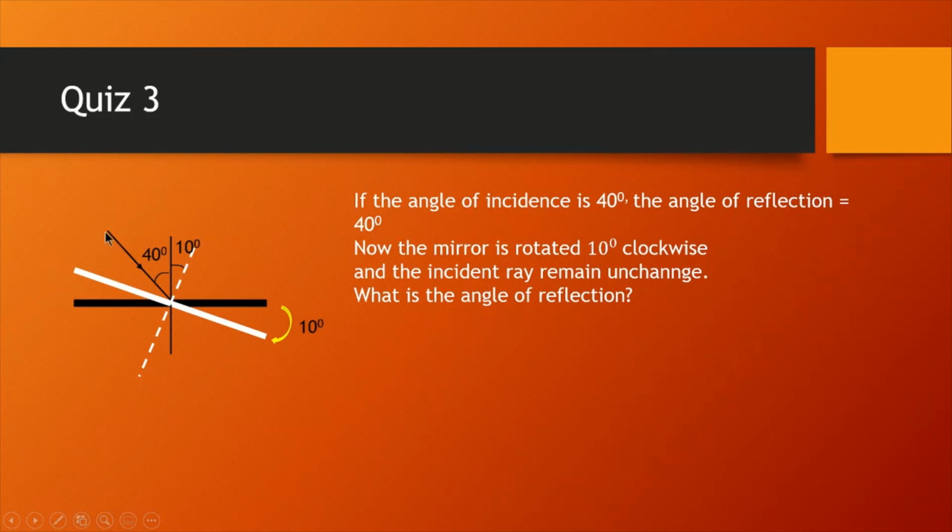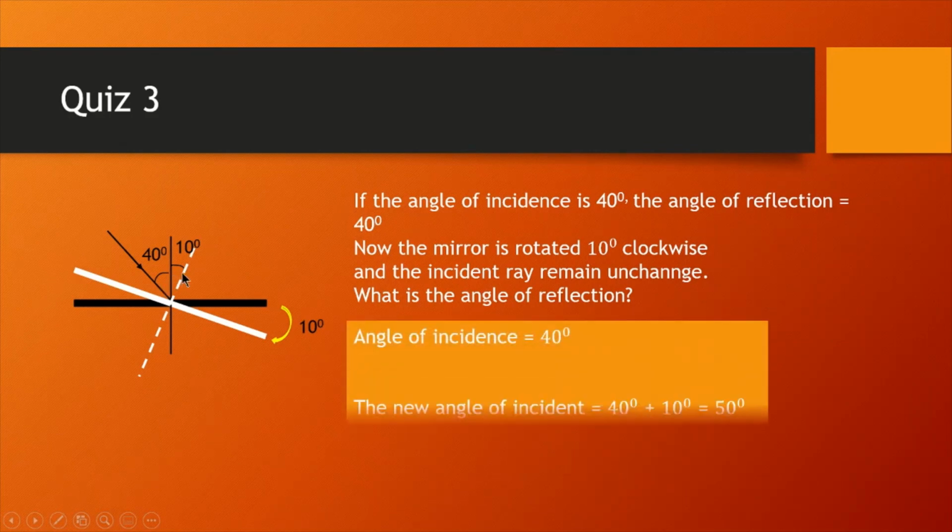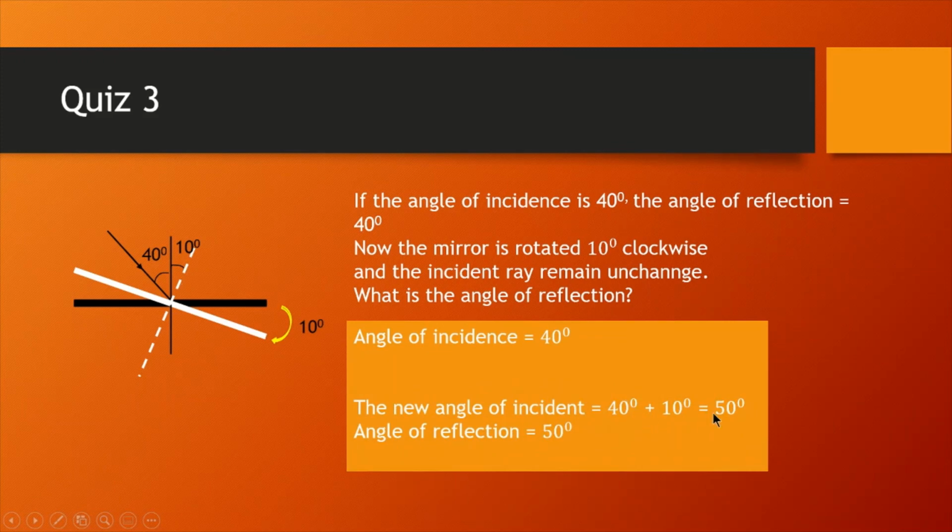So if this is the incident ray and this is the normal, how much is the incident angle? Because the incident ray with the normal forms the incident angle, now the incident angle is 50 degrees. If the incident angle is 50 degrees, the reflected angle will also be 50 degrees.